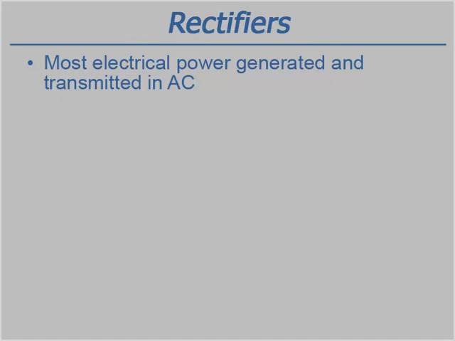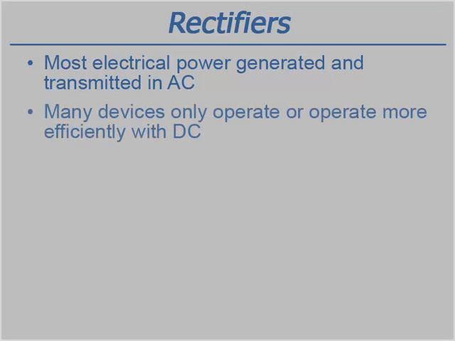Most electrical power generating stations produce alternating current, or AC. The major reason for generating AC is that it can be transferred over long distances with fewer losses than DC. However, many of the devices which are used today operate only or more efficiently with DC. For example, transistors, electron tubes, and certain electronic control devices require DC for operation.